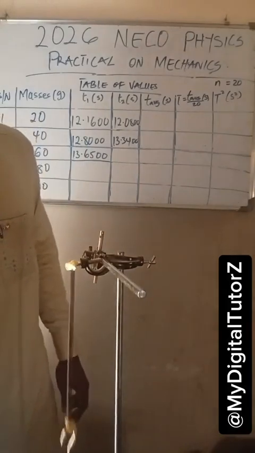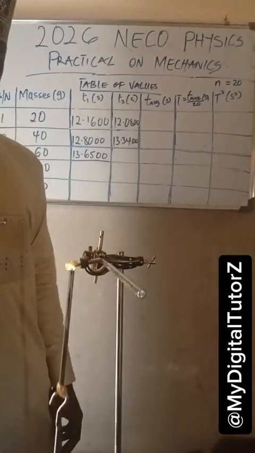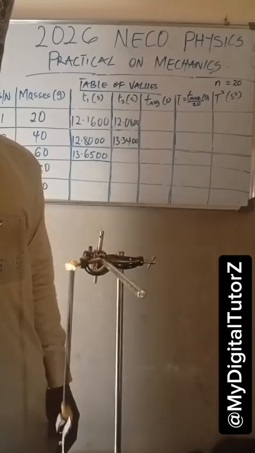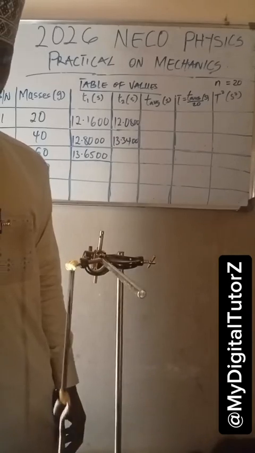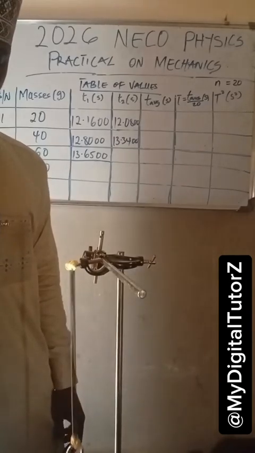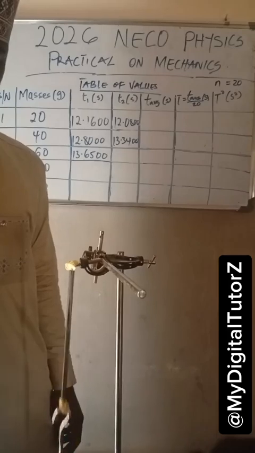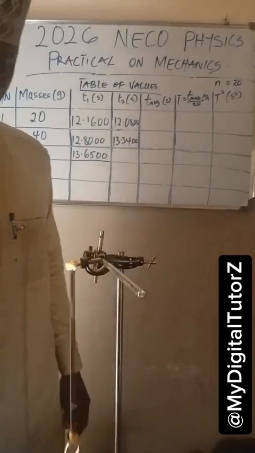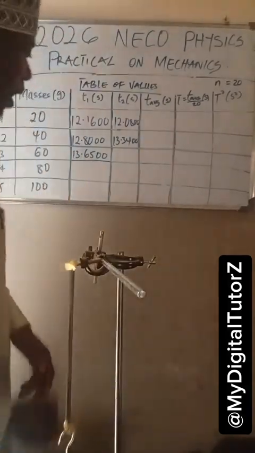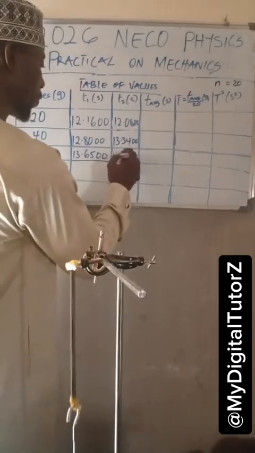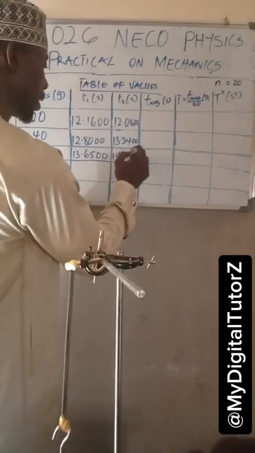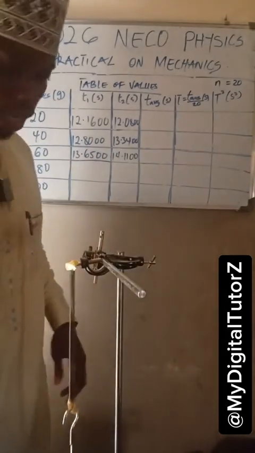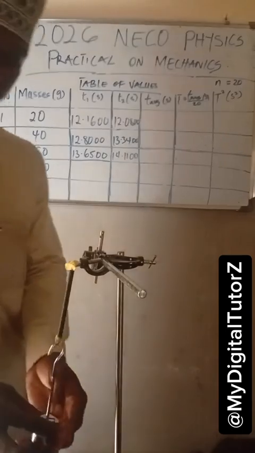Okay, 1, 2, 3, up to 20. So here I have 14.1100. Okay, now I'll go for 80.